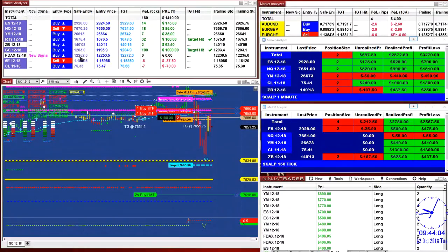There is a new signal on the DAX. If there are any DAX traders, 2253 is an entry, and this one here says a new signal, buy, and then the target is 22715.